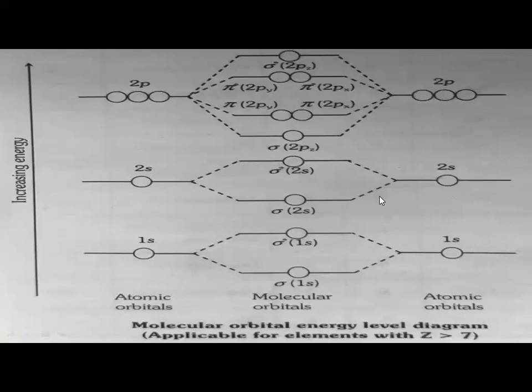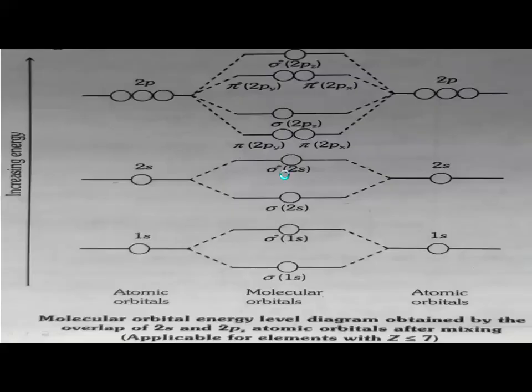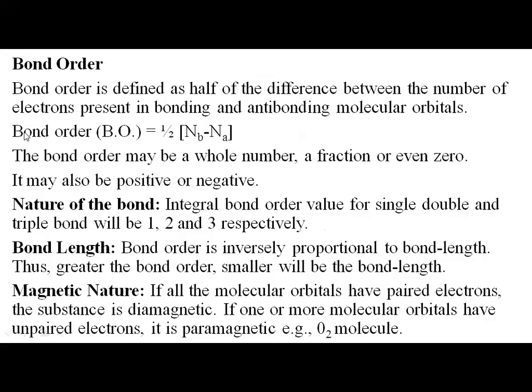We are not only going to write the electronic configuration or draw the molecular orbital diagram, we are going to find so many things here. What are we going to find? First, we are going to find the bond order. We already know it is the number of bonds between the 2 atoms. How to find it? I had told you there is a formula. Bond order is equal to half of NB minus Na.